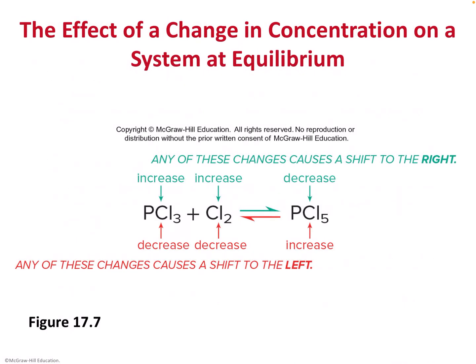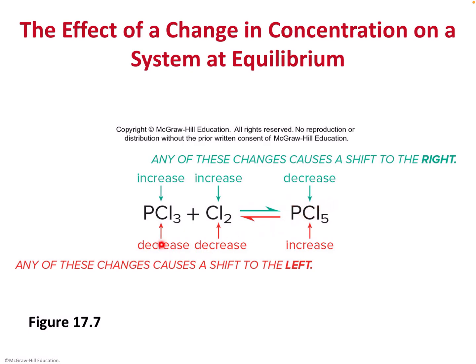The effect of a change in concentration on a system at equilibrium. Now this one also shows what we talked about. Any of these changes causes a shift to the right. Let's say you increase the reactant. To compensate for that increase, it will go making more of the products. Same thing, Cl2 is also a reactant. So if you increase any reactants, the reaction will go forward.